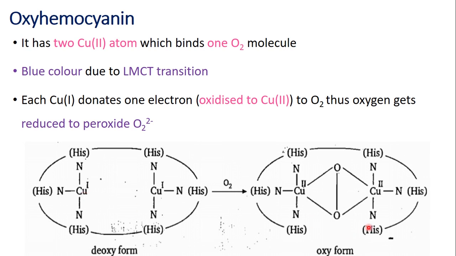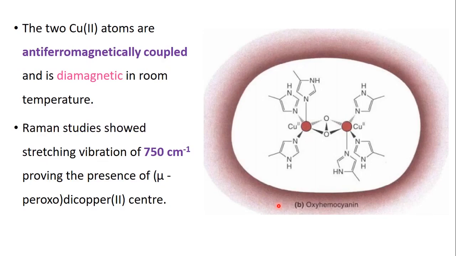And why is it showing blue color? Because of the ligand to metal charge transfer transition. This is a very important note you have to take. And these 2 copper together bind only 1 oxygen. Each cannot bind 1 oxygen by itself, but they both together bind 1 oxygen. And as we saw initially in hemerythrin also, similarly here the 2 copper are antiferromagnetically coupled, and hence they are diamagnetic at room temperature.